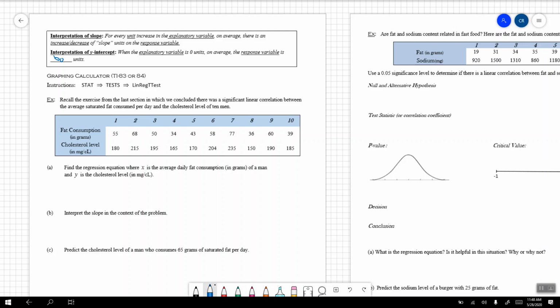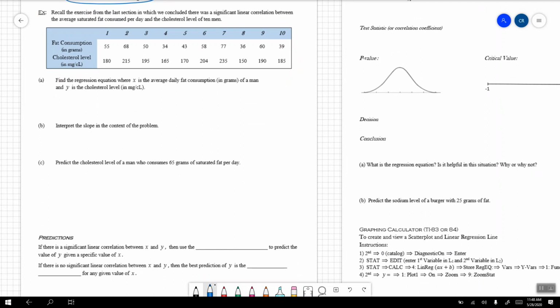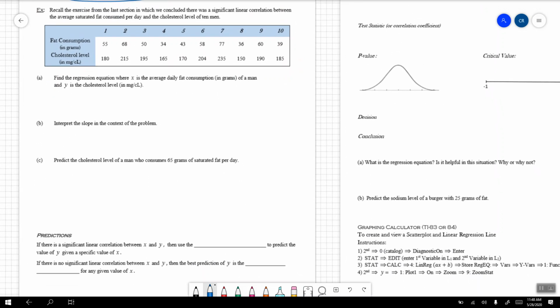Alright, awesome. Now, let's look at this example here. With this example, we're going to use the exact same thing that we used before, that linear regression t-test. So I want you to take some time and read over the example really quickly, get yourself acquainted with the example, and then we're going to go ahead and start it in just a bit.